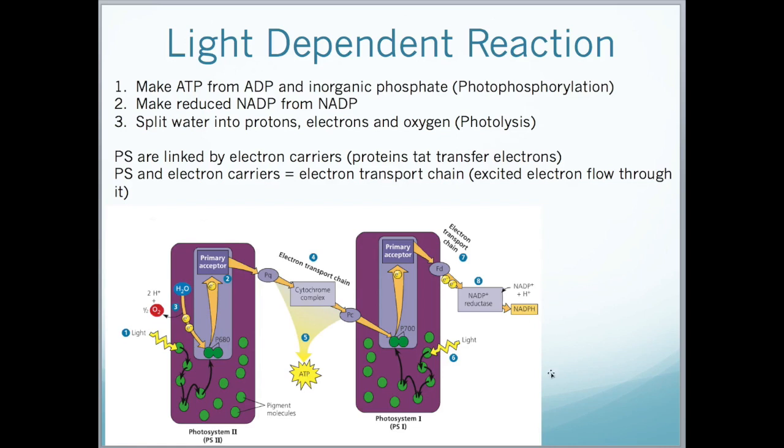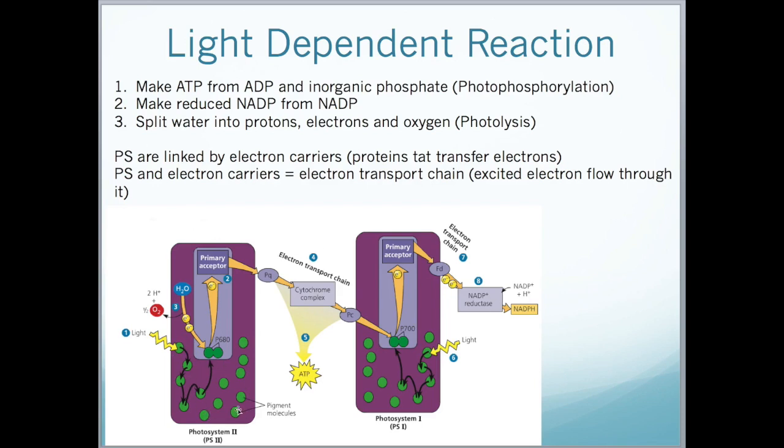So here I have a diagram of what the first stage looks like, and I'm just going to walk through it quickly. So first of all, we'll start off on the left here. The light energy is absorbed by photosystem 2, as represented here. The light energy excites electrons in chlorophyll, and the electrons move to a higher energy level. Then these high energy electrons move along the electron transport chain to photosystem 1.